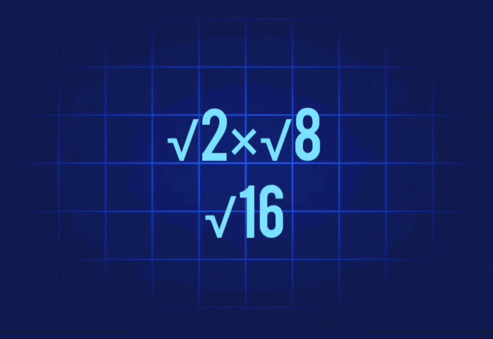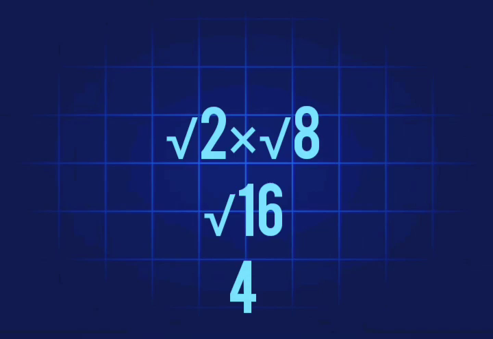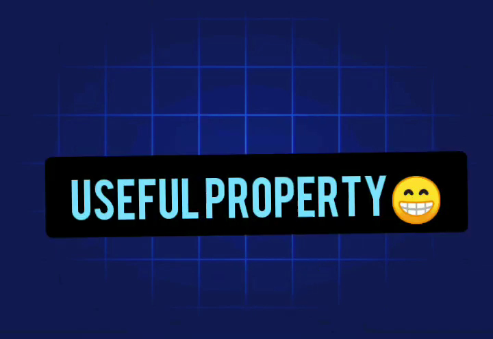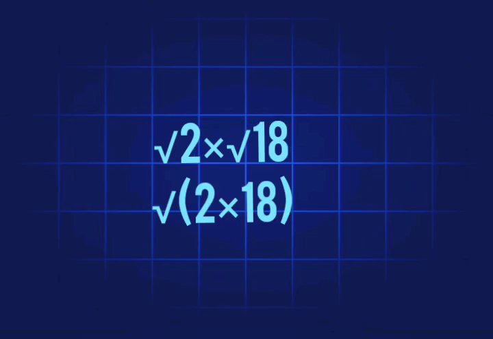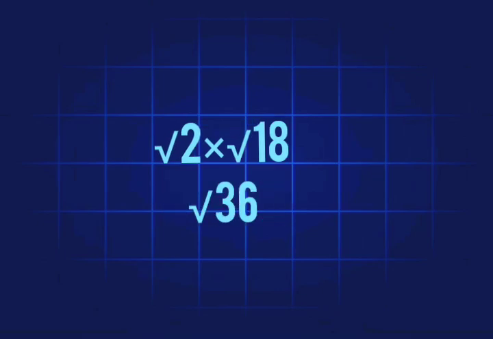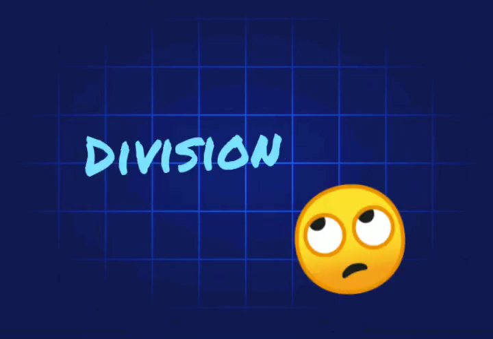The square root of 16 is 4. So the answer is simply 4. And this is a useful property of surds. When multiplying square roots, we can combine them into a single square root. But division can be a bit more interesting, to say the least.